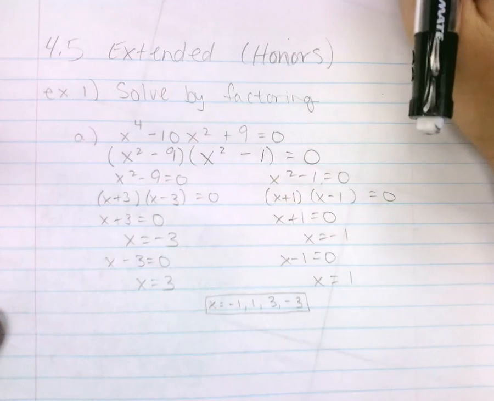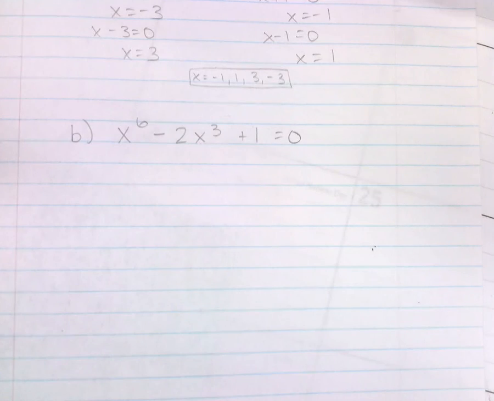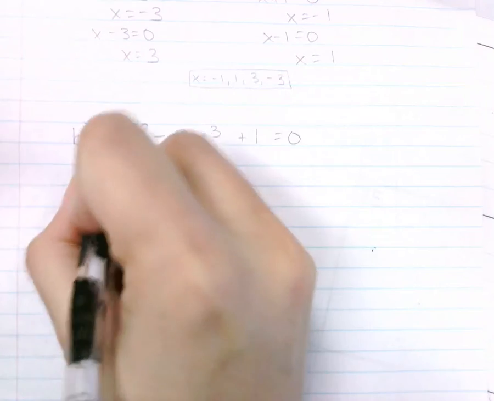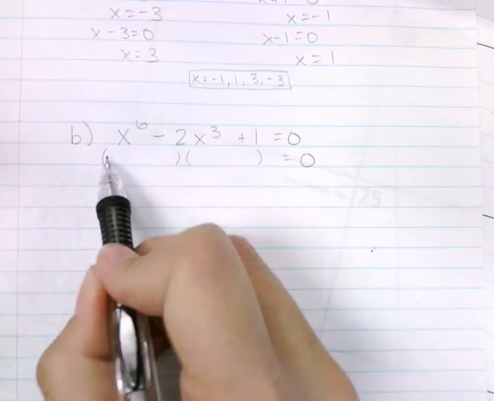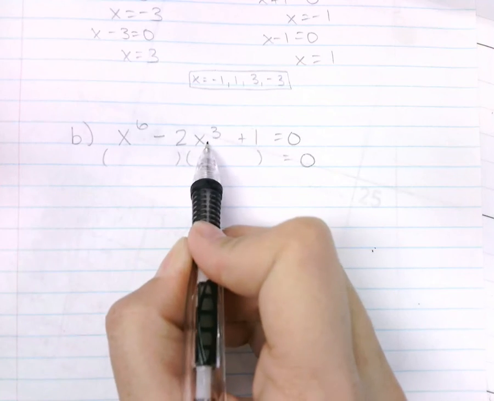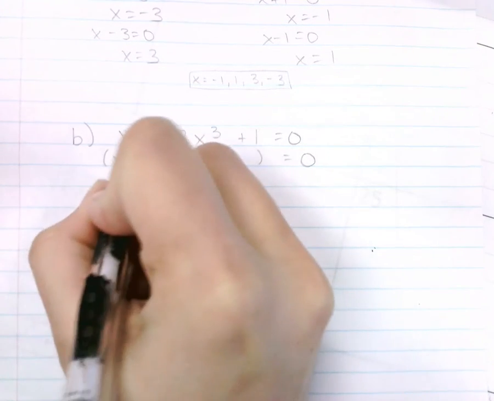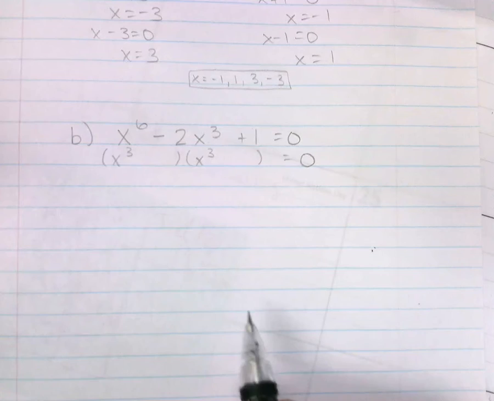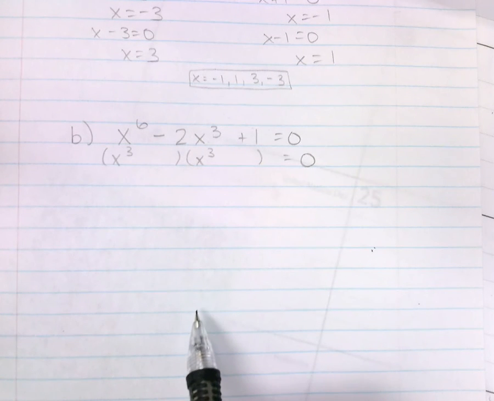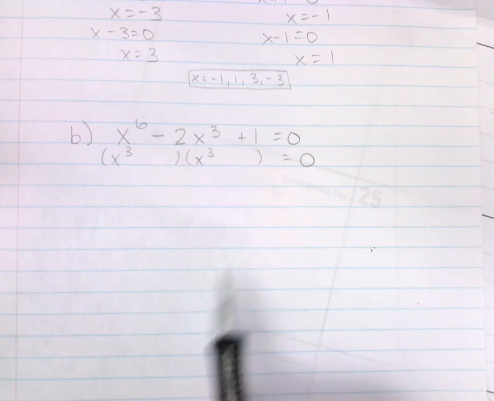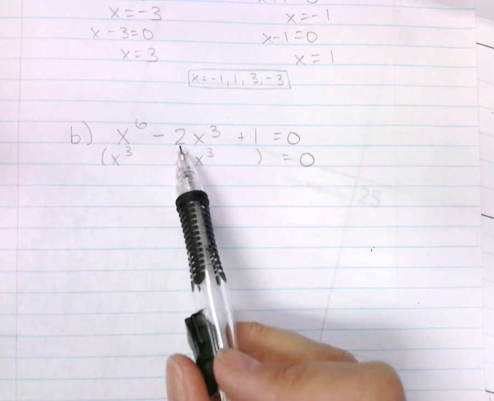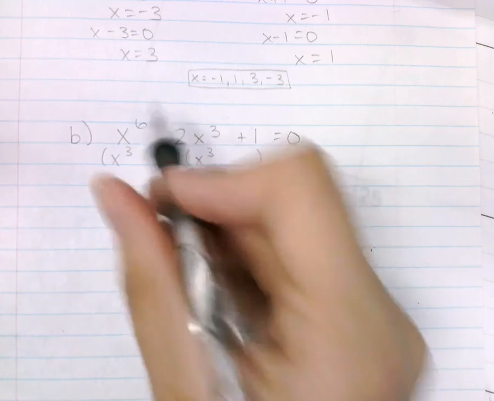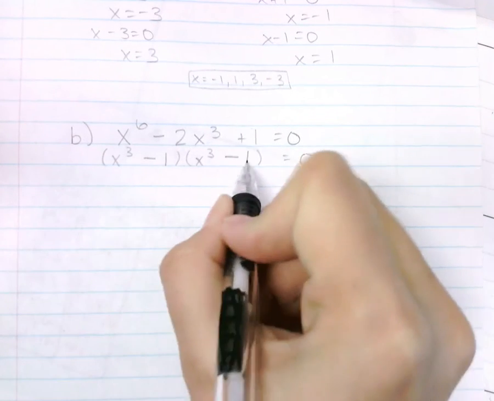Okay. Minus 1. So this changes to x cubed plus 1. When you factor, instead of putting x's here or x squareds here, you're putting whatever's in the middle. So you're going to put x cubed and x cubed here. And then it's minus 1. Yes, so two numbers that multiply to positive 1 and add to negative 2, those are going to be two negative 1s. So x cubed minus 1 and x cubed minus 1.